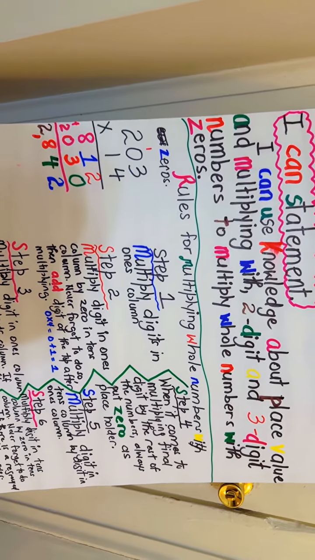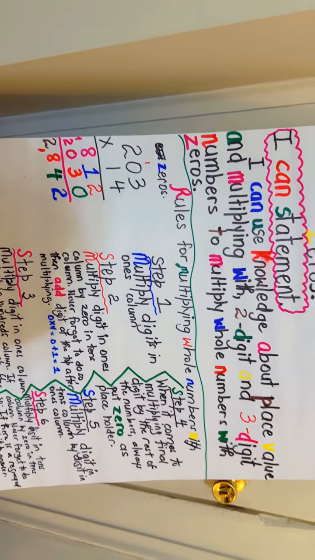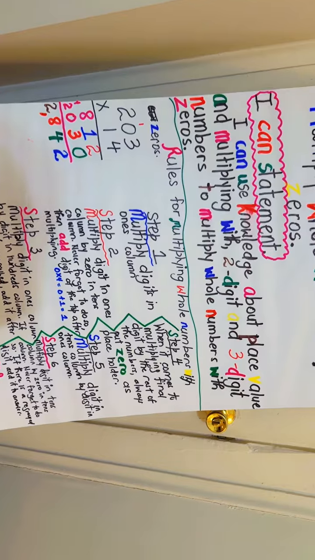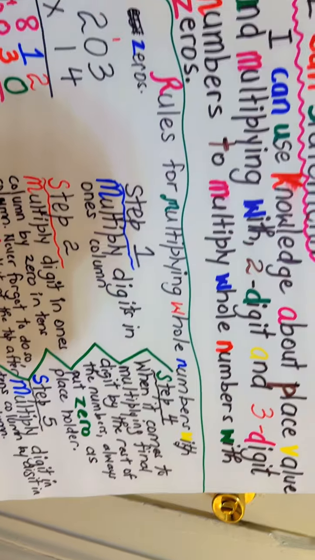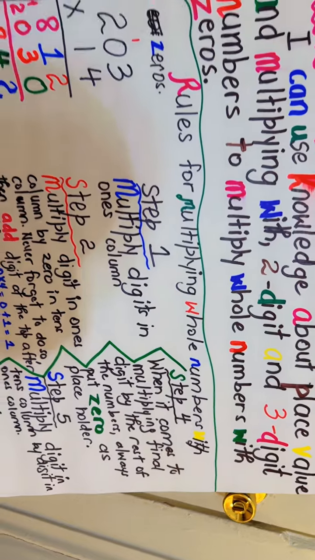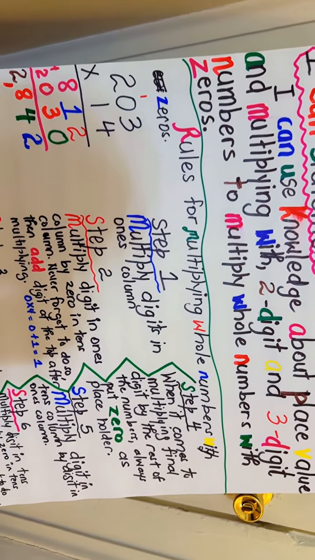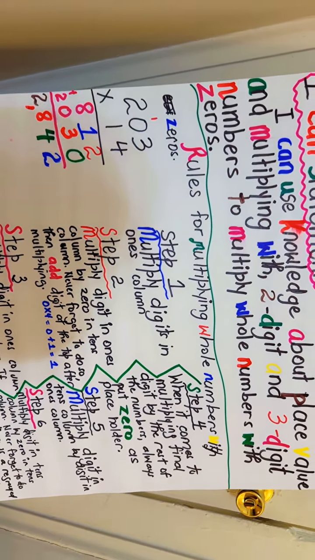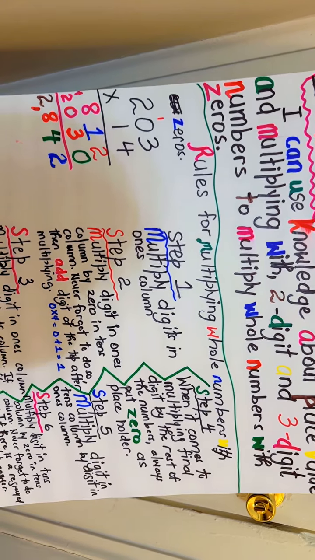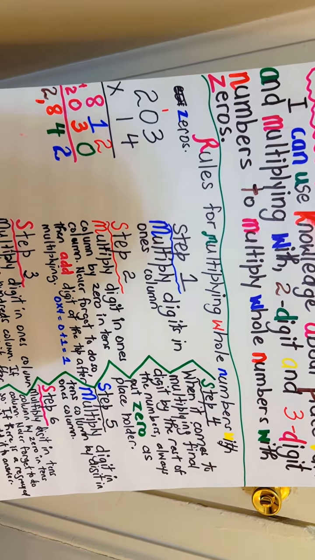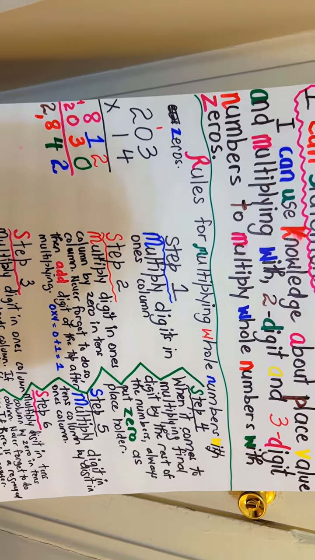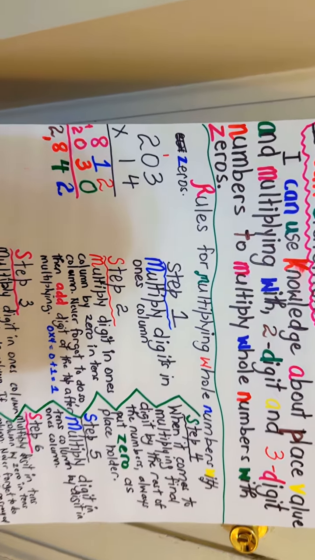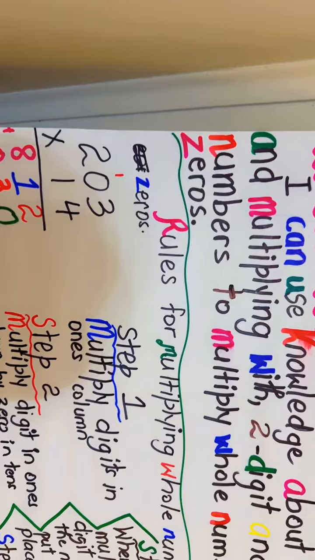So, 203 multiplied by 14. Come, let me teach you how it's done. Step 1 says multiply digits in the ones column. So to multiply the 3 by the 4, we say 3 multiplied by 4 is 12. If a child doesn't know their times tables, they can draw 3 groups of 4 or 4 groups of 3 and count them up, count on, or use counters, what they call manipulatives, whatever helps them get to the answer. So we put down the 2, regroup, and take the 1 over there.